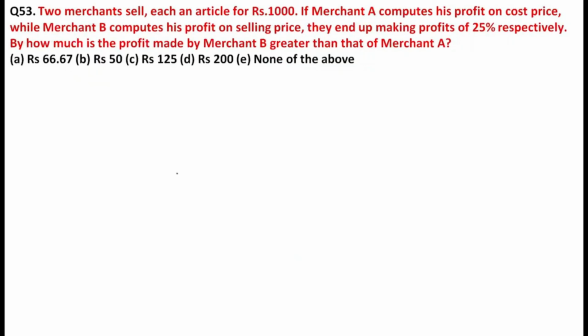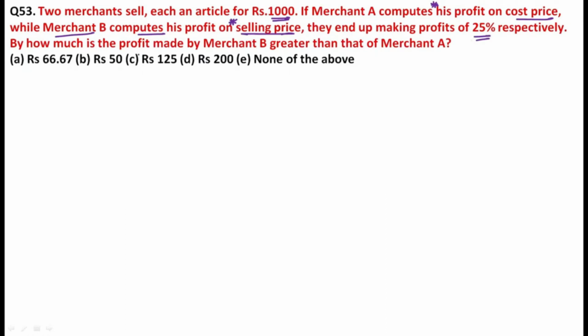Next one. Now see the 53. Two merchants sell each an article for 1,000 rupees. Each article means the selling price is the same. If A computes his profit on cost price, while B computes his profit on selling price. So A calculated his profit based on the cost price, and B was calculating his profit based on the selling price. It means the denominator for A is the cost price, for B it is the selling price. They end up making a profit of 25%, they finally get 25% profit respectively.